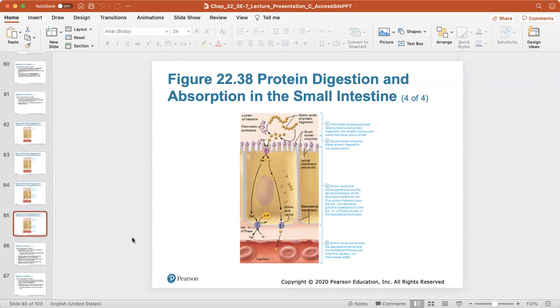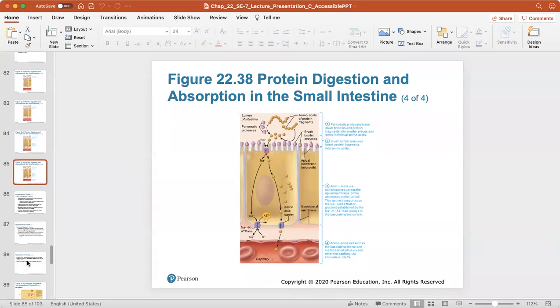And then the amino acids exit across the basolateral membrane via facilitated diffusion and enter the capillary via the intercellular cells.